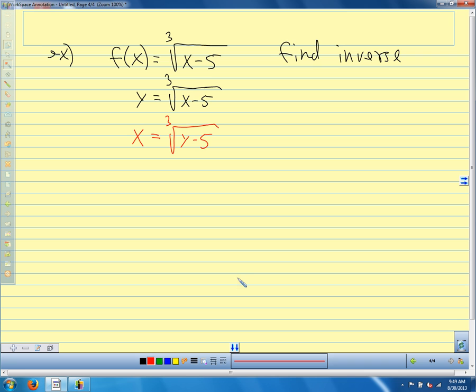So I'm switching the x's and y's. Now I'm going to solve for y. So how do I solve this for y? Cube both sides. So I get x cubed equals y minus 5. Subtract -5, so add 5. So I turn it around. y equals x cubed plus 5. And I'm just going to rewrite this. f inverse of x equals x cubed plus 5.